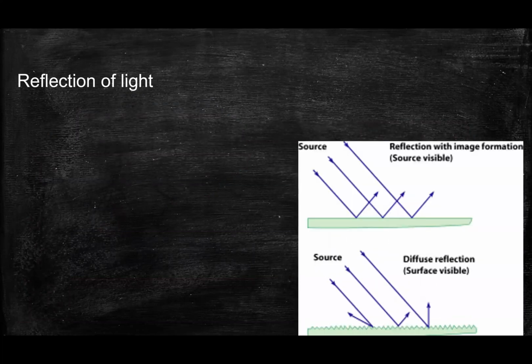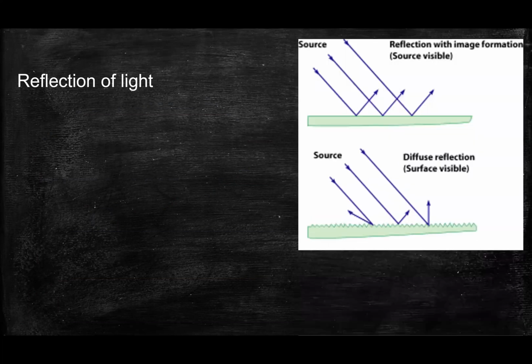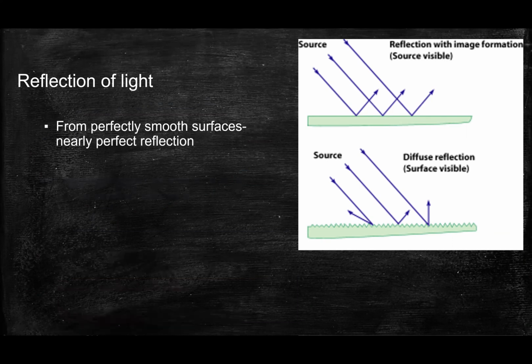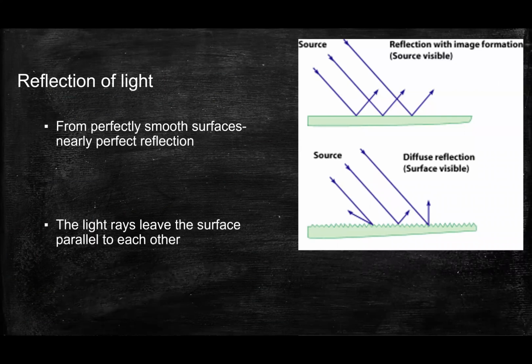Let's talk a little bit about the reflection of light. So in this picture, we see some light rays represented by these parallel lines hitting a surface, which is this green shape. And then we have the lines being reflected, showing the direction in which the light rays are traveling after it interacted with that surface. But if that surface is perfectly smooth, as we see there, we get a nearly perfect reflection.